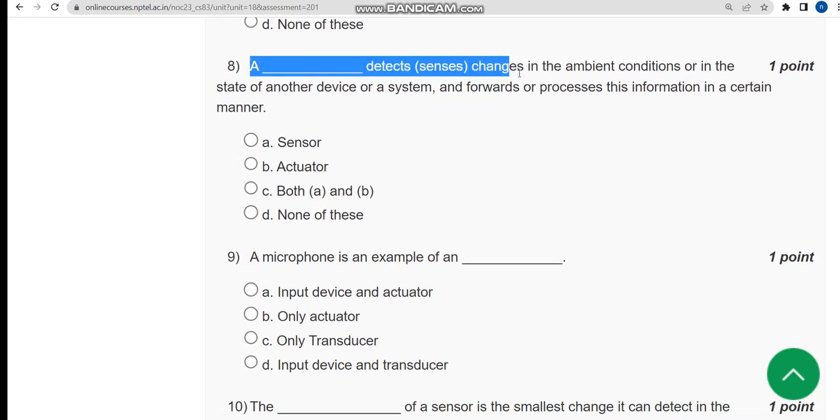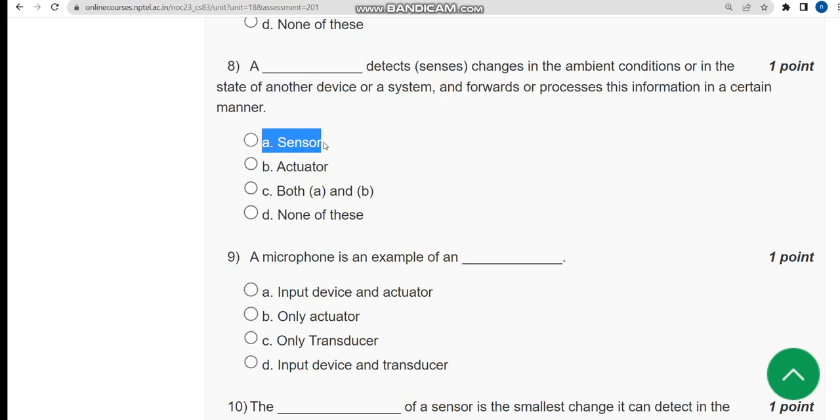a dash detects changes. I don't want to read the full question because of lack of time. So for the eighth question, the correct answer is option A, sensor. Option A, sensor. Let's move on to the ninth question now.